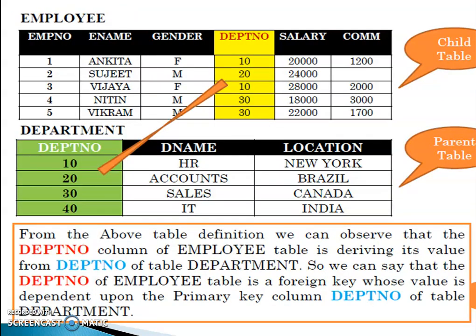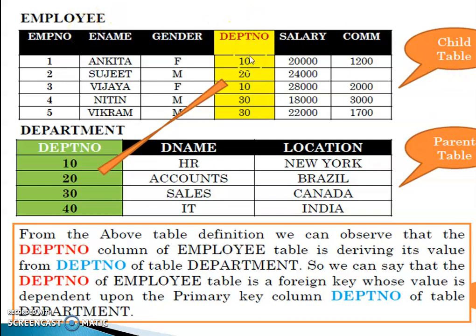Check this example, employee table and department table. In this department table, department number is the primary key. This primary key is used in another table as a foreign key. That table is employee, derived from the department table. This department number is derived from the department table. The table from where this department number is derived is known as the parent table. Department is the parent table. Child table is employee table.